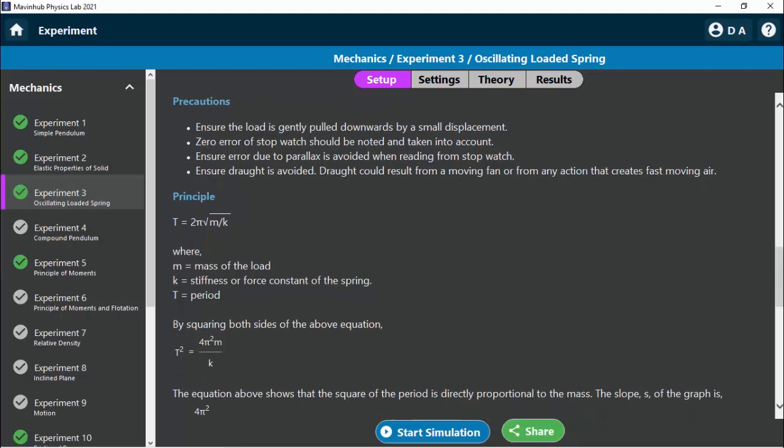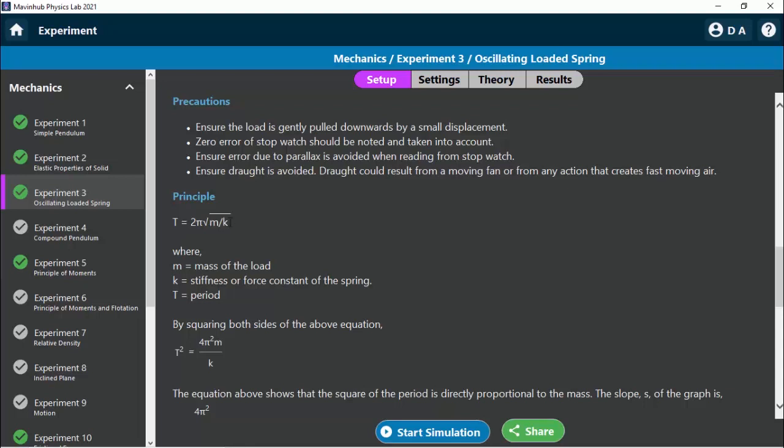So the next part is the principle. So what is the principle behind this? What's the governing equation behind this experiment? Okay, let's take a look at all the notations here. There is a relationship between the period, that is the time it takes for one oscillation, and the mass and also the force constant of the spring.